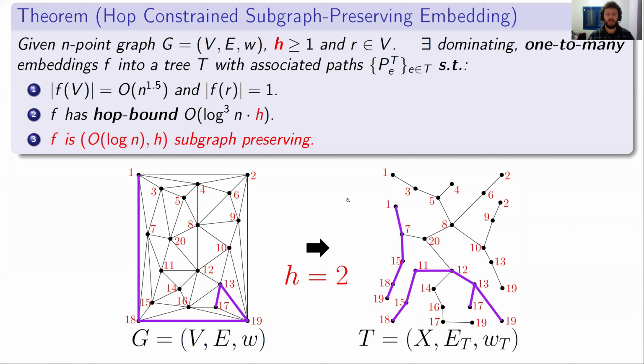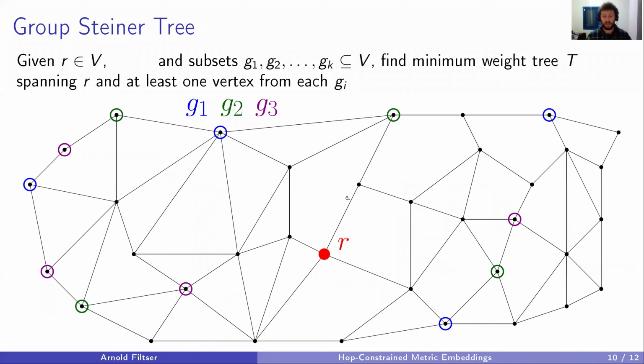And let's see an application of this subgraph preserving embedding to the group Steiner problem. In the group Steiner problem, we are given some depot vertex R and subsets of vertices, groups G1 to Gk. And the goal is to find a tree of minimum weight spanning the vertex R and at least one vertex from each group Gi. So this is an example of a valid solution.